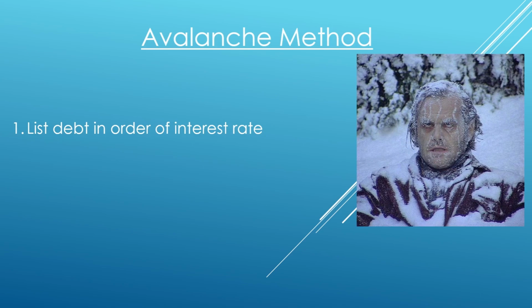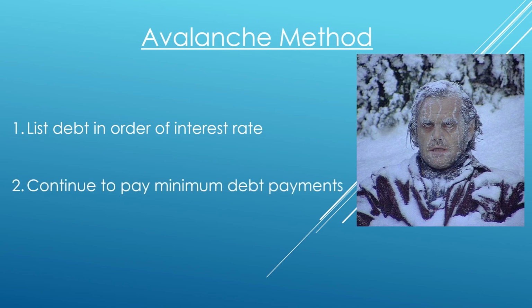So if you have a $1,000 debt with, let's say, 10% interest and a $5,000 debt with 5% interest, the $1,000 debt will be listed first since it has a higher interest rate, even though the total dollar amount is less. You do that for all of your individual debts just like normal, and you still want to pay the minimum payments on all of your debts to avoid any missed payment charges.